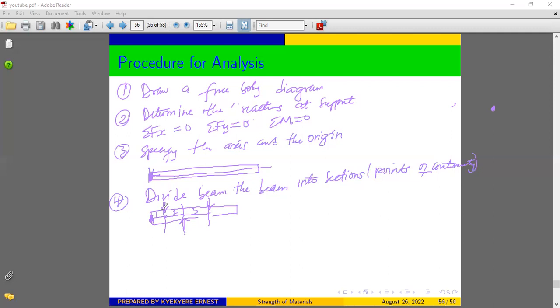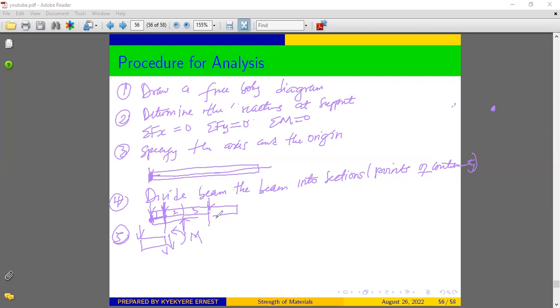And once you are divided into sections, the fifth thing is to draw a free body diagram of each of the sections, and you determine the internal shear force and the bending moment. So like this, we just pick section one, and let's say that there's a force here. Section one is from this point to that point. So it means that this force will not come in your analysis. It is only from this point up to this point, and we determine the internal shear force and the internal bending moment. So you determine for all the various sections.